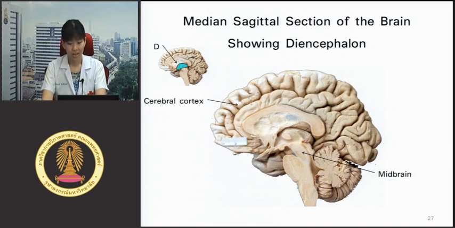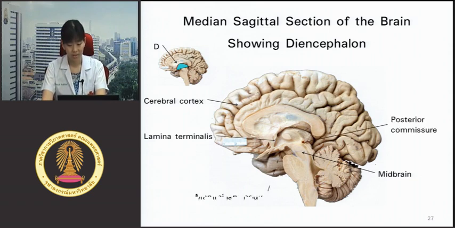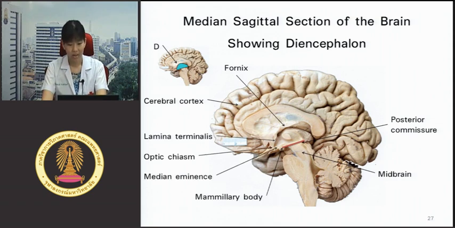Diencephalon is bounded anteriorly by the lamina terminalis, posteriorly by a line joining posterior commissure to the mammillary body, and superiorly by the fornix and inferiorly by the optic chiasma and the median eminence. The midline cavity of the diencephalon is the third ventricle.